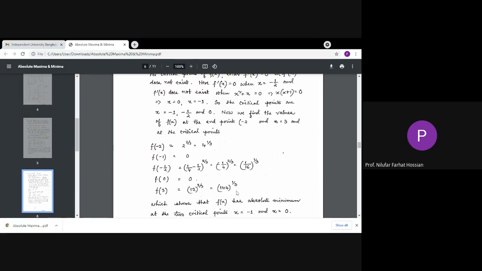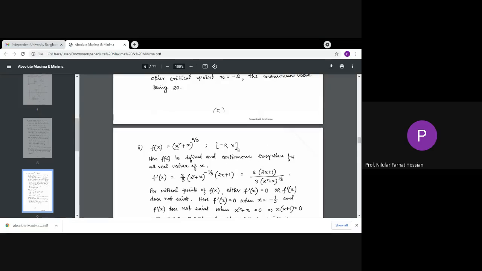And this one is the largest. It is 4 to the power 1/3. It is 1 over 16 to the power 1/3, and it is... sorry, not 1 by 44. It is simply 144 whole to the power 1/3. So definitely this number is the largest. So this largest is occurring, that means it will be your absolute maximum, and it is occurring at x equal to 3, which is the right endpoint of the interval. So the absolute maximum is occurring at the right endpoint of the given closed interval.